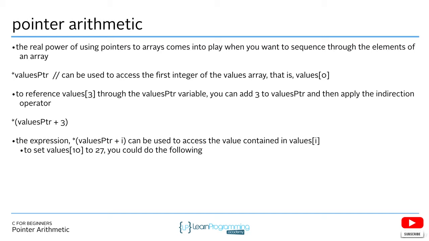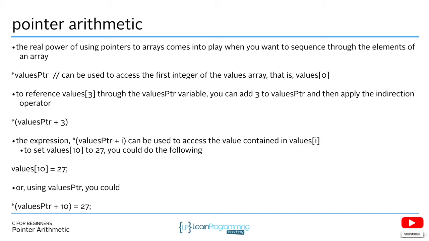So the expression asterisk values pointer plus I can be used to access any value contained in the values array. If you understand this expression, you can add anything to I and it will point you to a specific element in the array. If you want to set value sub 10 to 27 using a pointer, you say values pointer plus 10, dereference it, and say equal 27. You see the different syntax here. Again, it's notational convenience, but it's also more efficient in terms of the program itself.